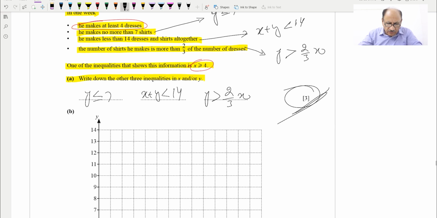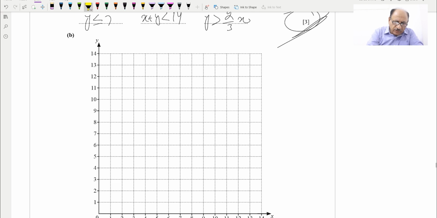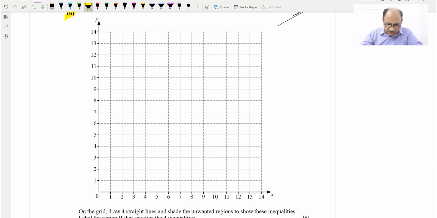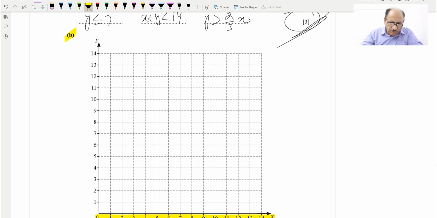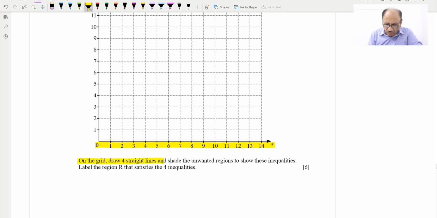Hopefully you understand this. Now for part B, they have provided the grid, with x values on this side and y values on the vertical axis, and they are saying on the grid draw 4 straight lines and shade the unwanted region. So the unwanted region needs to be shaded, and show these inequalities. Label the region R that satisfies the 4 inequalities, and keep in mind this is a 6 marks question.